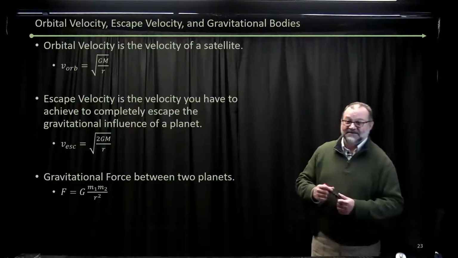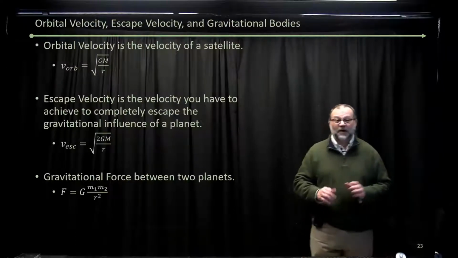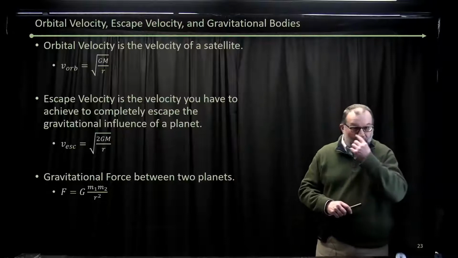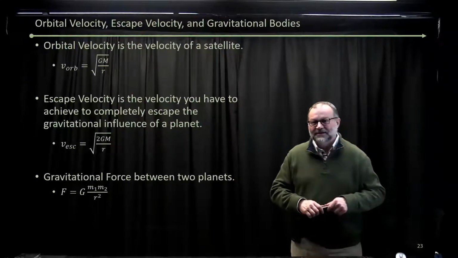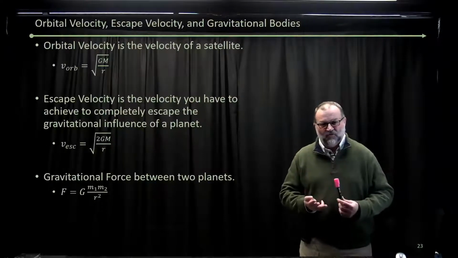Orbital and escape velocity. Later in the semester, you'll be able to derive these if you want, but for right now, I'm just going to give them to you. There are a couple of things you need to know here. So the orbital velocity is the square root of GM over r.